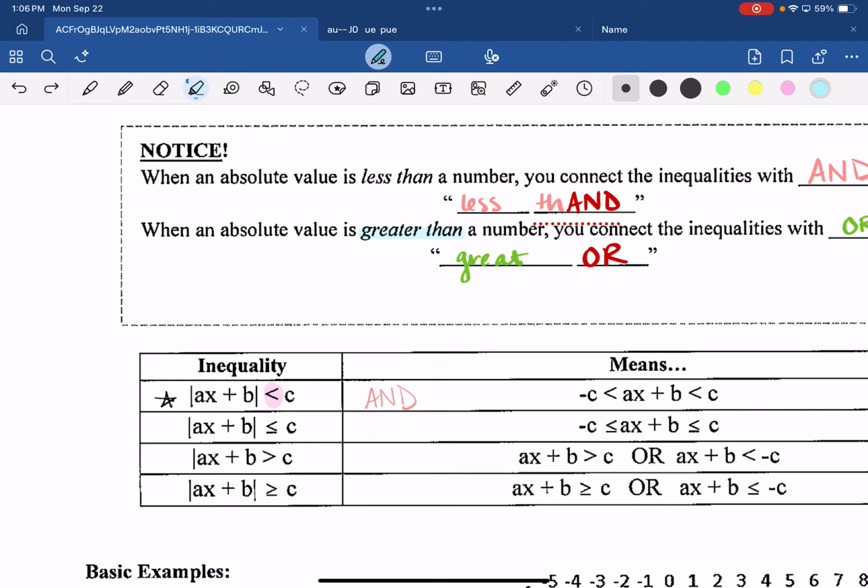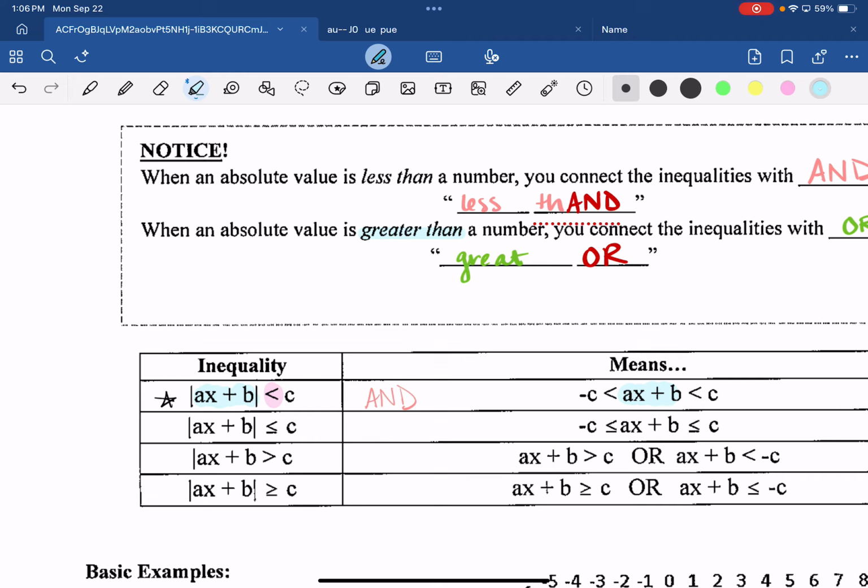The ax plus b. Yeah, the ax plus b, right, is the same. Okay, so the ax plus b is the same. So what I like to say, the inside of my absolute value becomes the inside of my inequality, right? Inside over here becomes the inside over there. What do you notice goes away, though? The bars, right? The bars disappear. Okay, when we rewrite it, the bars go away.